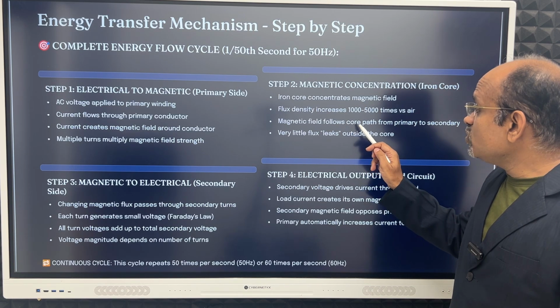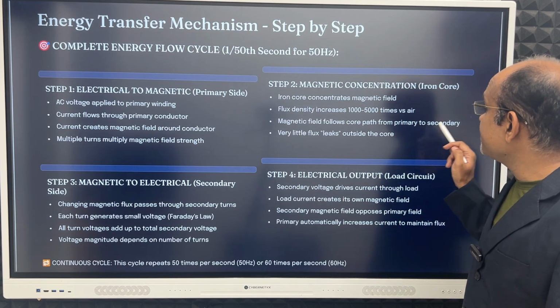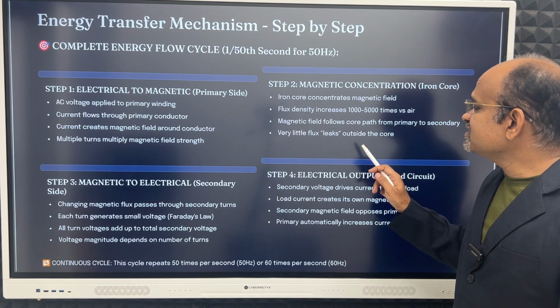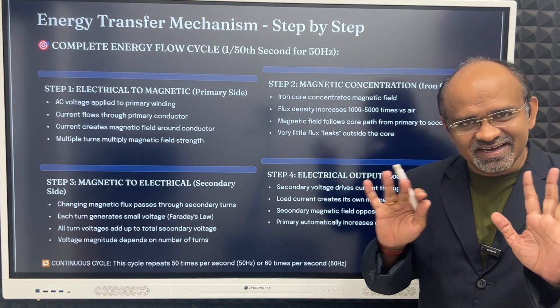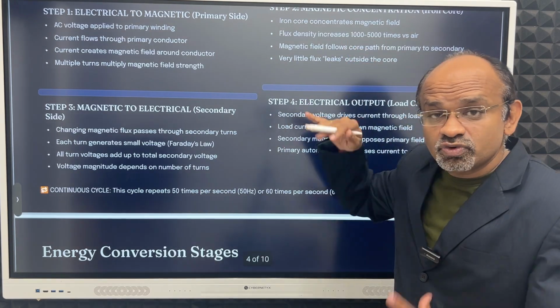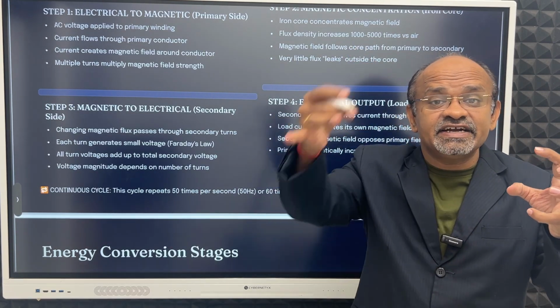The magnetic field follows the core path from primary to secondary. Core path, simply. Very little flux leaks outside the core. Now in step 3, it is transferred to the secondary. It has come to the secondary.